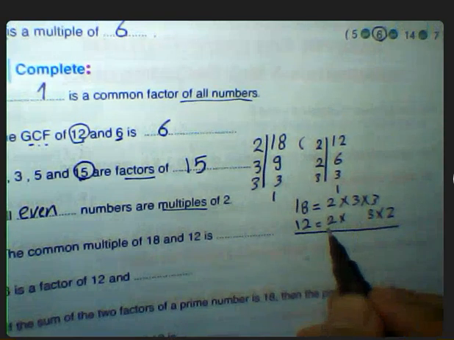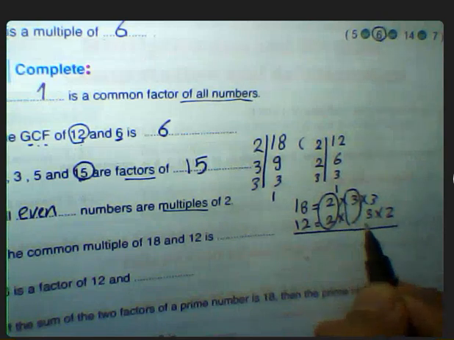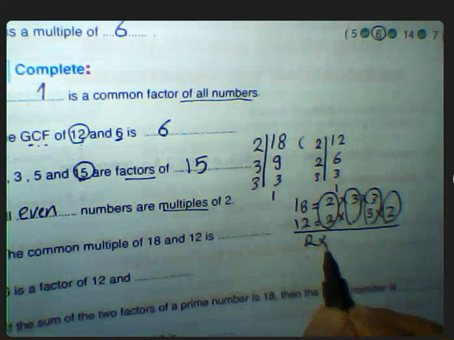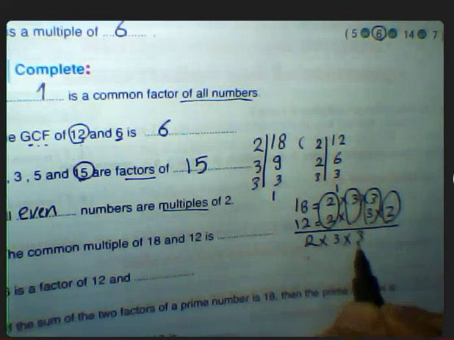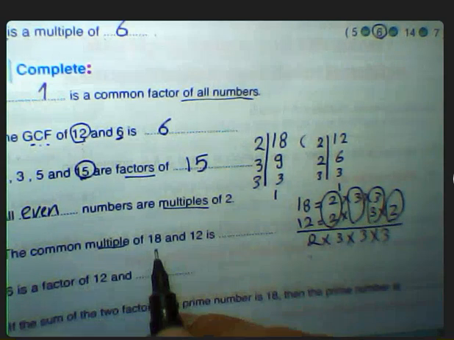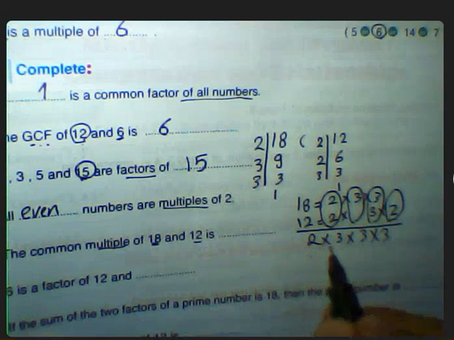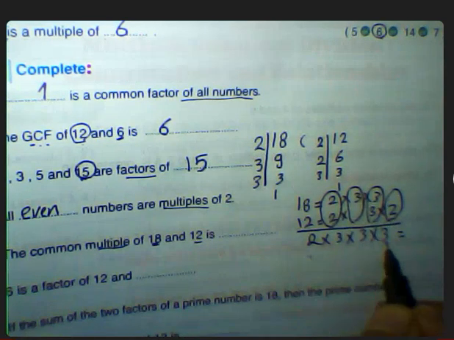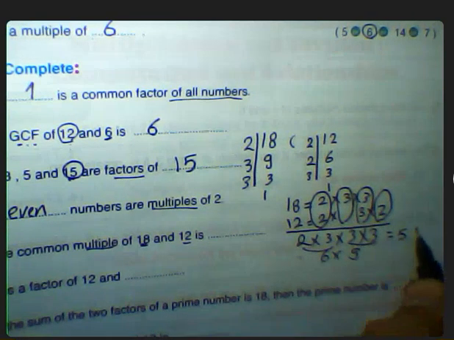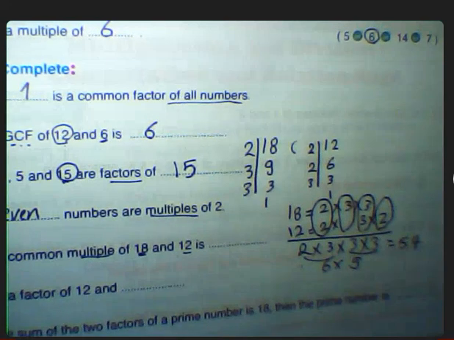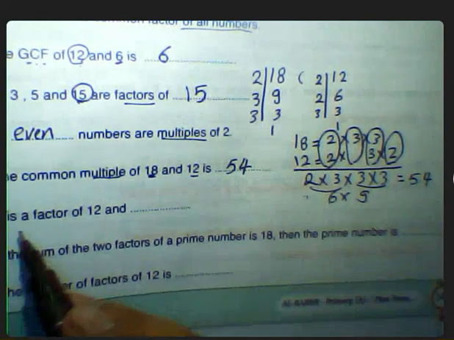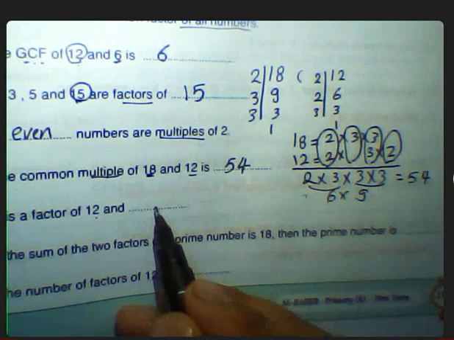And then we can draw a circle here and choose from all the circles here. 2 multiply 3 multiply 3 multiply 3. It will be what? The common multiple between 18 and 12, the least common multiple between them. 3 times 3 equals 9 and 2 times 3 equals 6. 6 times 9 equals 54. Then we can write here 54. So the result will be 54.